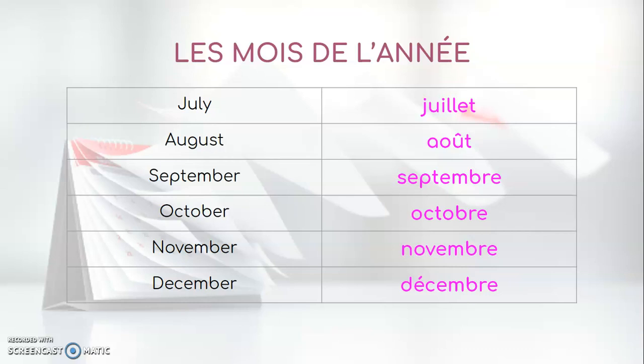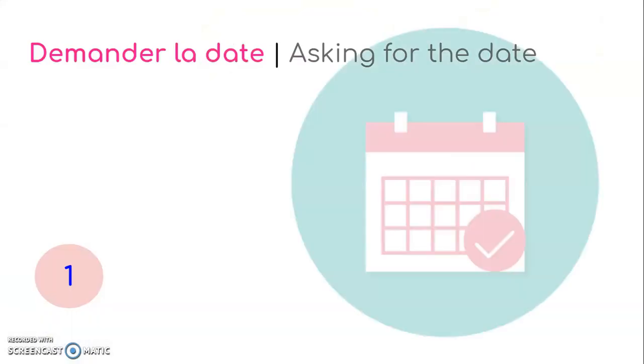What about August? We have août. September, septembre. October, octobre. November, novembre. And December, décembre. Very good. Again, you can pause this video or replay it so you can go over the pronunciation on your own. So what about asking for the date, the entire date?